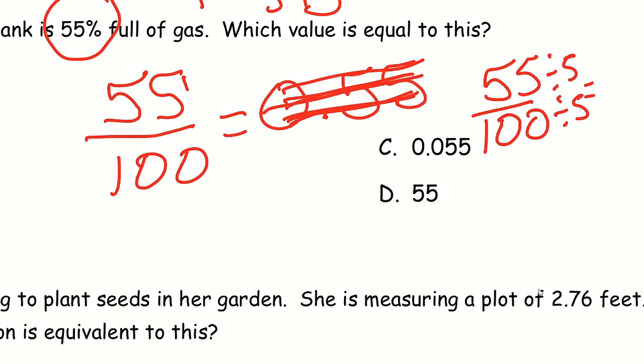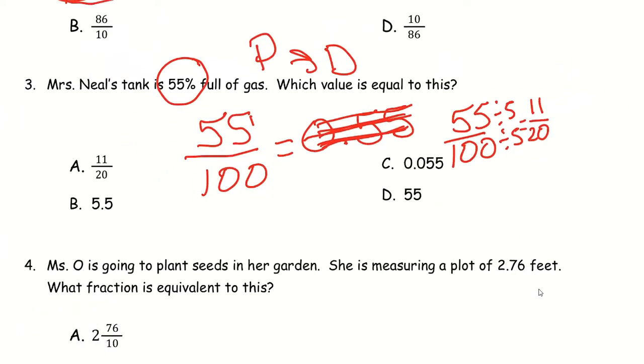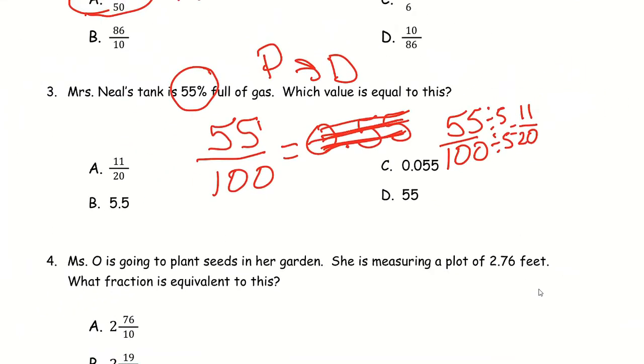Oh, 55 divided by 5 is 11. This is probably on a poster somewhere, an anchor chart. 5 times what is 100? I think that's 20. Yep, there's 20. Okay, so I'm going to look back. Oh, I see it. It looks like it's A. Yay. No, that's okay. That happens to me all the time.